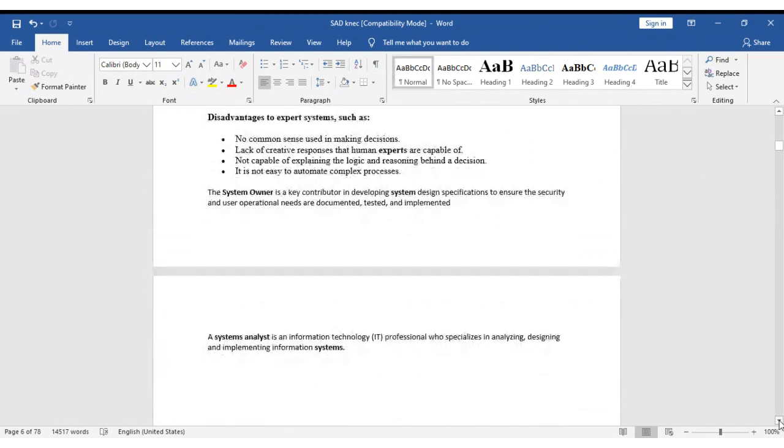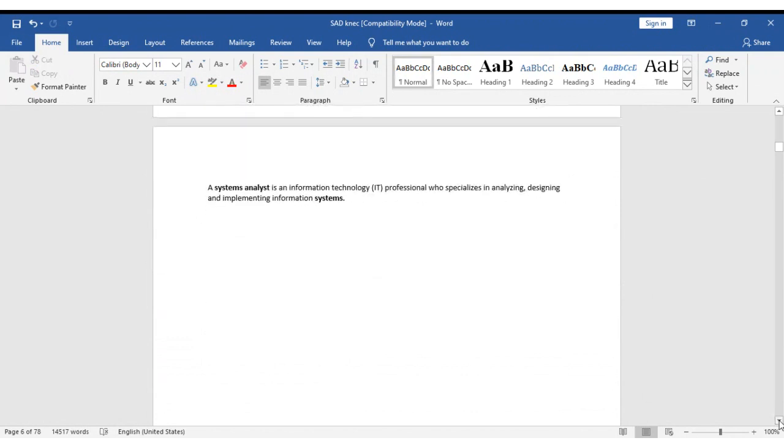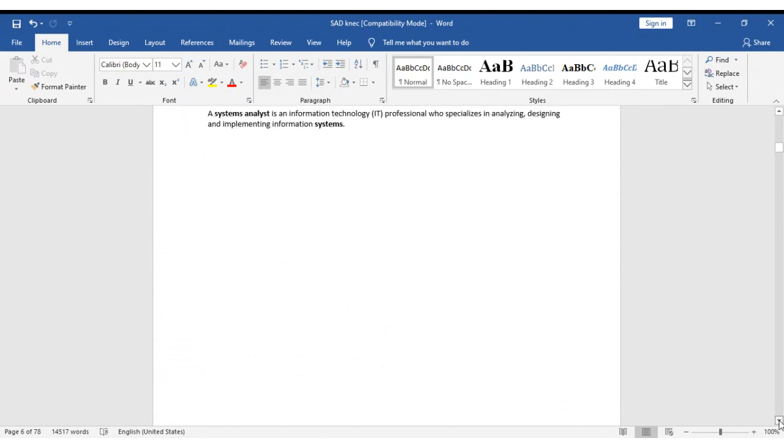He is the owner of an information system. He is a key contributor in developing the system design specification to ensure the security and user operational needs are documented, tested, and implemented. Now, a system analyst is an IT professional who specializes in analyzing, designing, and implementing information systems.